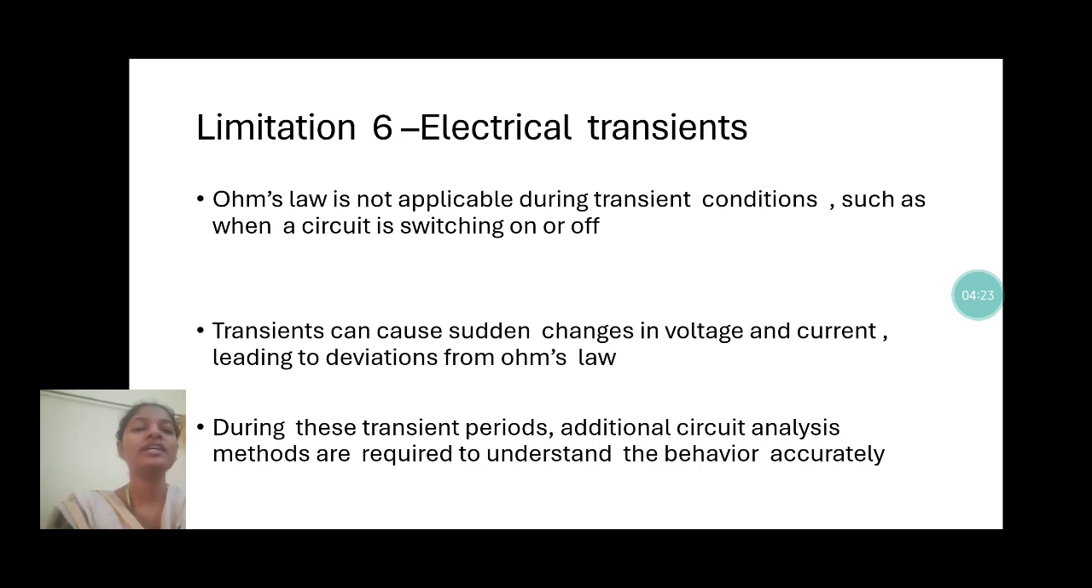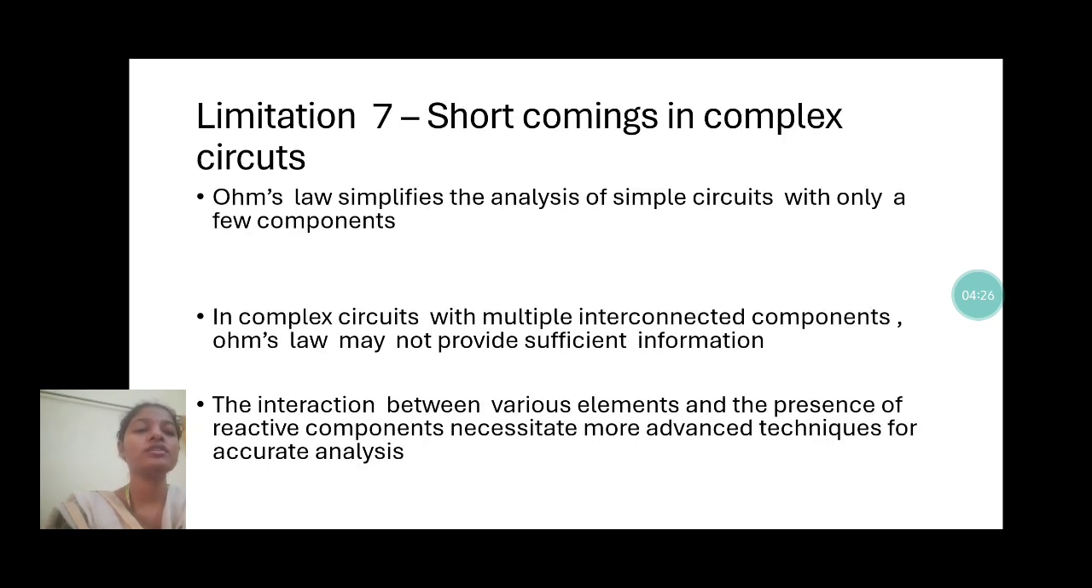And the final limitation, the 7th Ohm's law limitation, is shortcomings in complex circuits. Ohm's law simplifies the analysis of simple circuits with only a few components. In complex circuits with multiple interconnected components, Ohm's law may not provide sufficient information. Further, the interaction between various elements and the presence of reactive components necessitate more advanced techniques for accurate analysis.